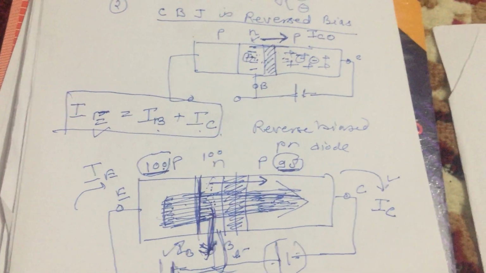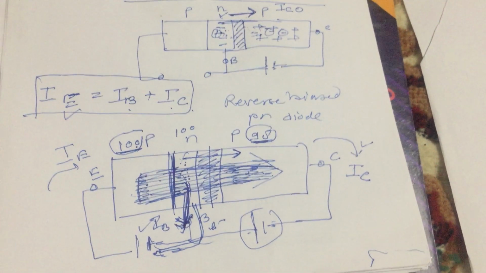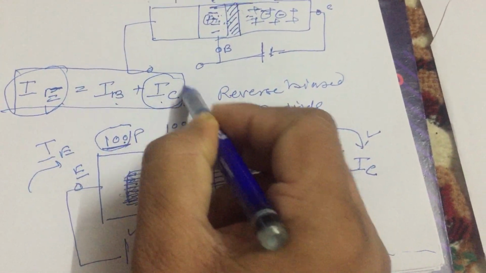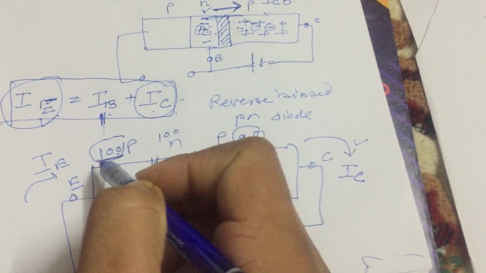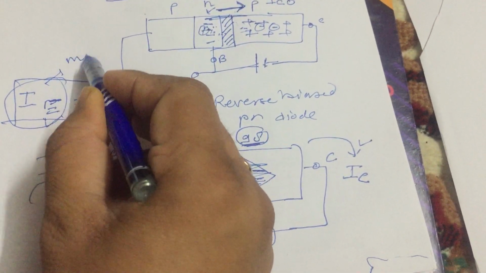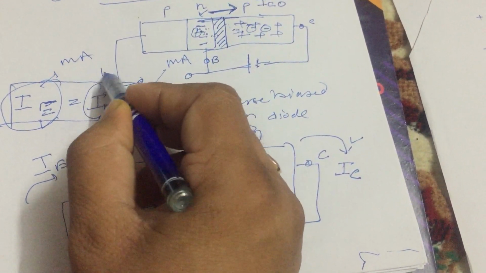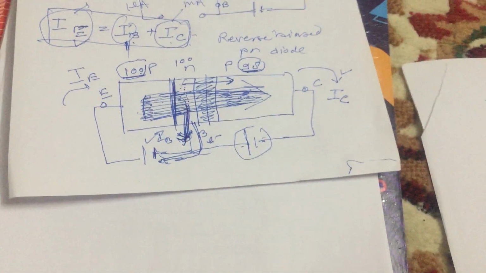So what is our target? Our target is that the emitter current must be very close to the collector current. Emitter current and collector current should be equal, and this value should be small. Here this value is milliampere, here this value is milliampere, and this value is in microampere. So this value should be very small.